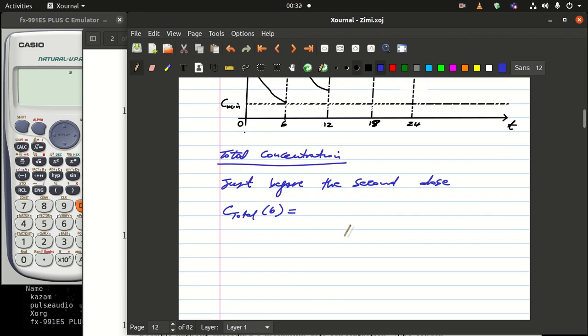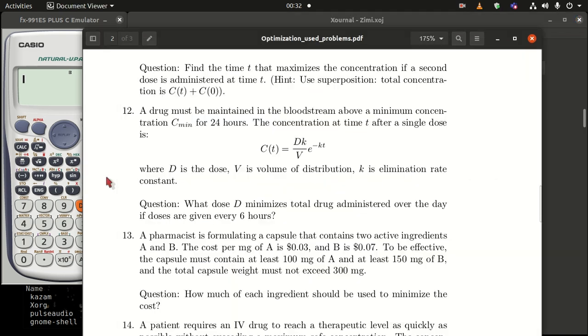So just before the second dose, we'll end up having D K divided by V times e raised to minus K, and then our T is going to be 6. And of course, we are having this DK divided by V e raised to minus 6K. That is what we're having. This is the total concentration that we're having.